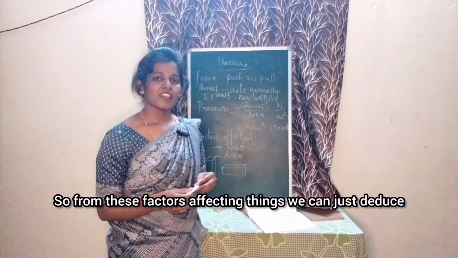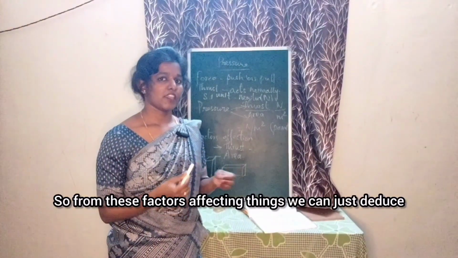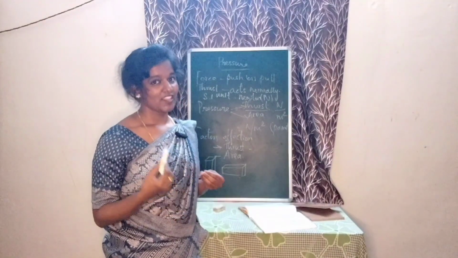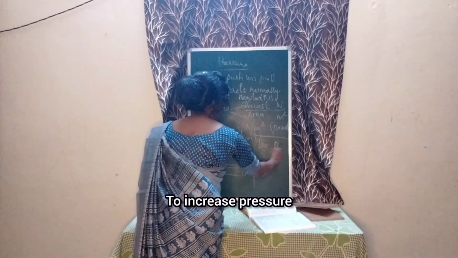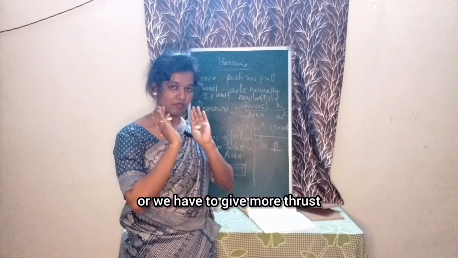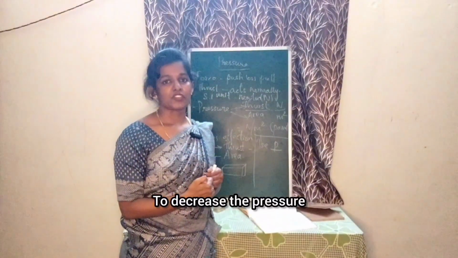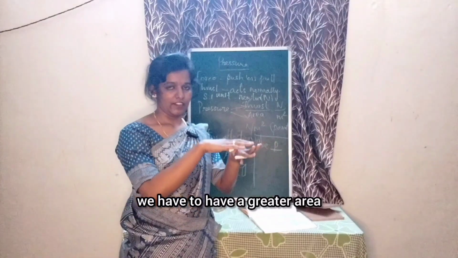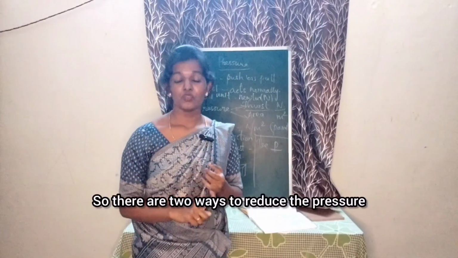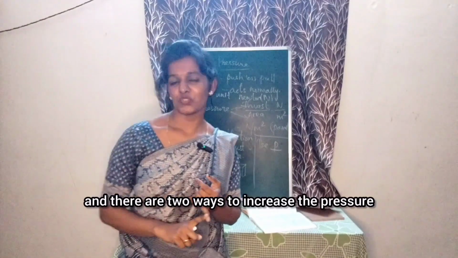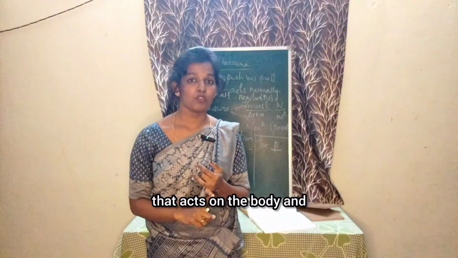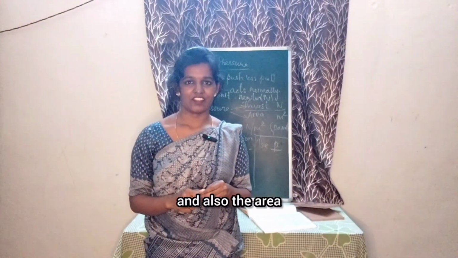From these factors affecting pressure, we can deduce how we can increase pressure and how we can decrease pressure. To increase pressure, we have to reduce the area or give more thrust. To decrease the pressure, we have to have a greater area and also give less thrust. So there are two ways to reduce the pressure and two ways to increase the pressure, and both depend on the thrust that acts on the body and also the area it is applied on.